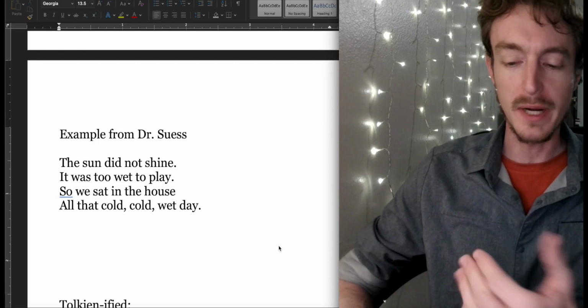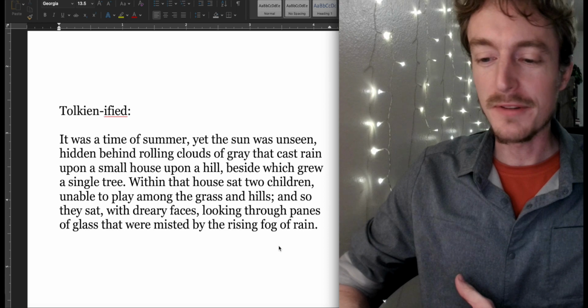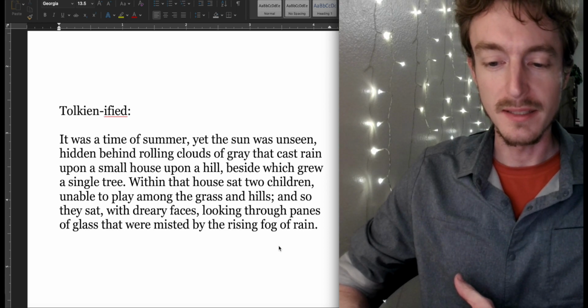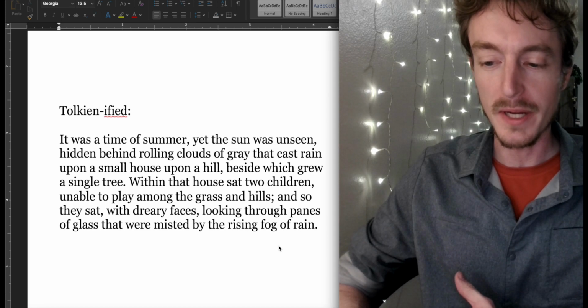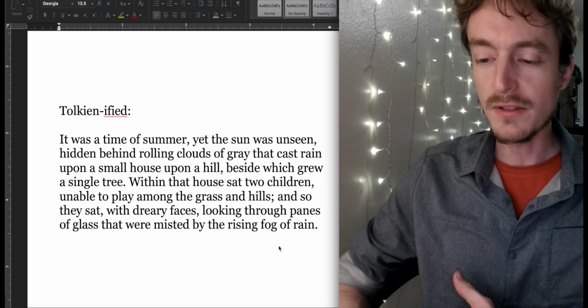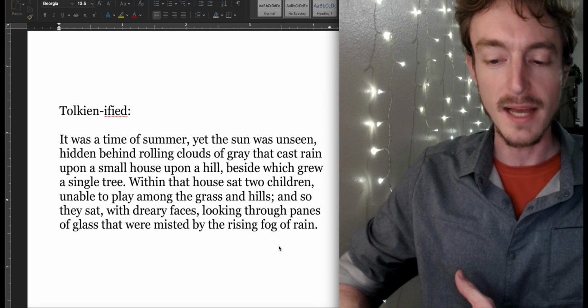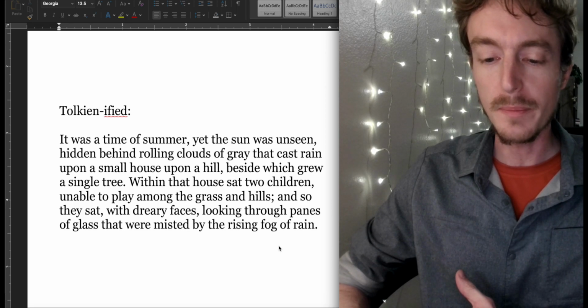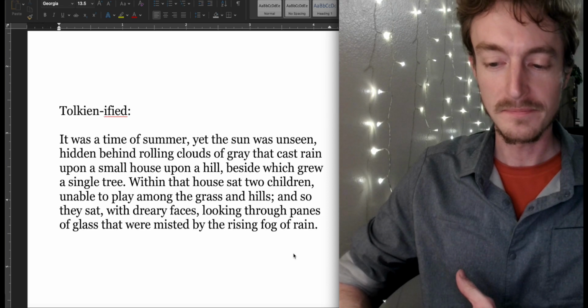So I wrote this beforehand. Tolkienify. It was a time of summer, yet the sun was unseen, hidden behind rolling clouds of gray that cast rain upon a small house upon a hill, beside which grew a single tree. Within that house sat two children, unable to play among the grass and hills, and so they sat, with dreary faces, looking through panes of glass that were misted by the rising fog of rain.